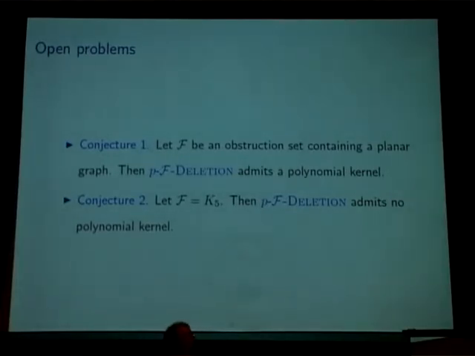This is one thing. And the other thing, which is also, well, at least it will be nice to believe in these things. So maybe there is a kind of real dichotomy in this case. And the real dichotomy, I think, is here. When the set F contains a non-planar graph, say K5, there is no polynomial kernel for the F-deletion problem.